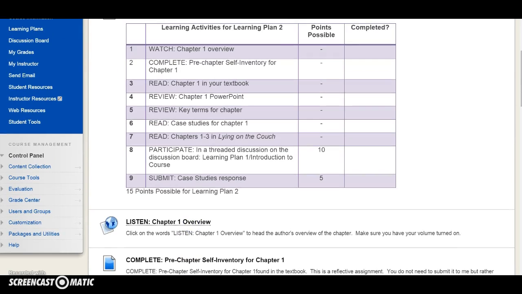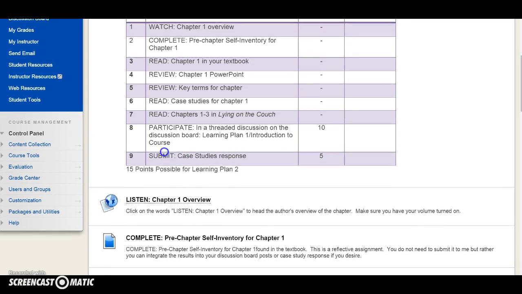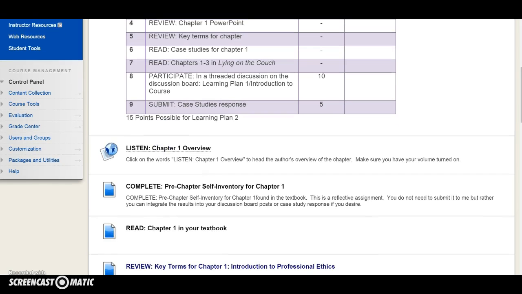For this learning plan, you're going to be reading Chapter 1 of your text, which is called Issues in Ethics in the Helping Profession. You're also going to be studying the key terms for this chapter. There are case studies for Chapter 1. Now, if you're in the virtual college version of this course, it's not a case study. It's going to be just a reflection. And you're just going to choose one of the case studies and respond to it.